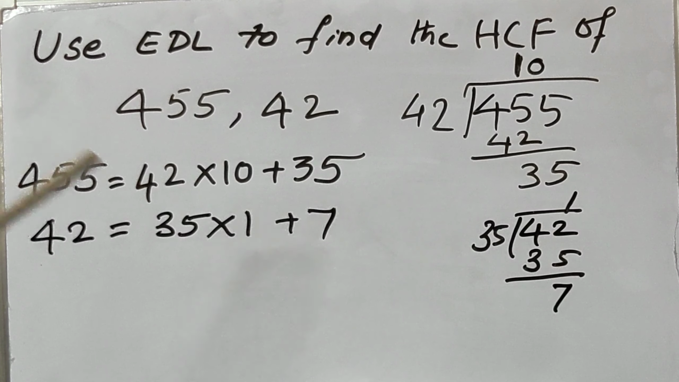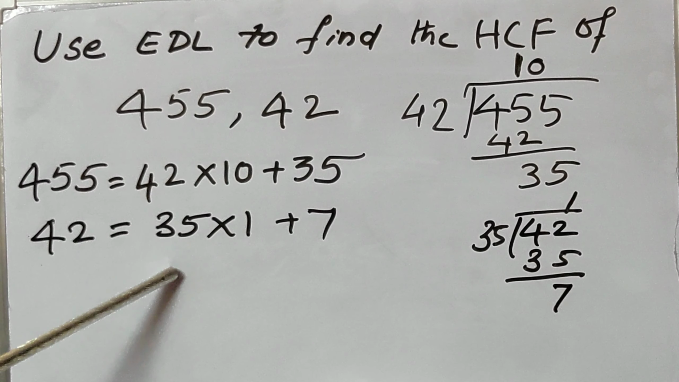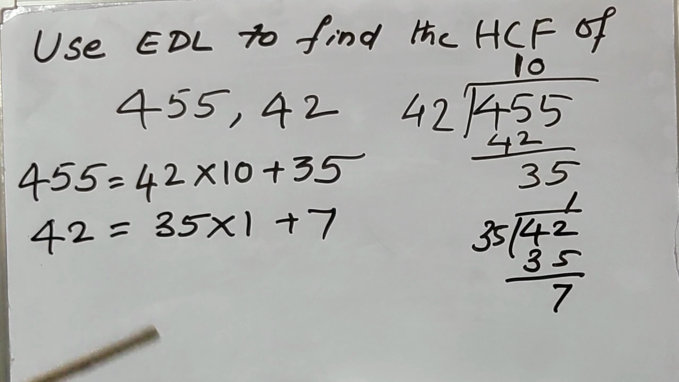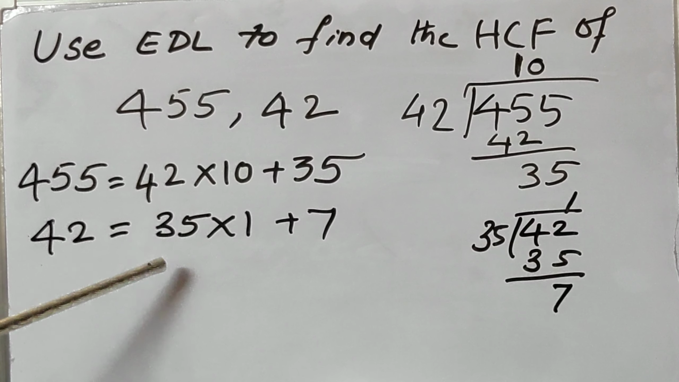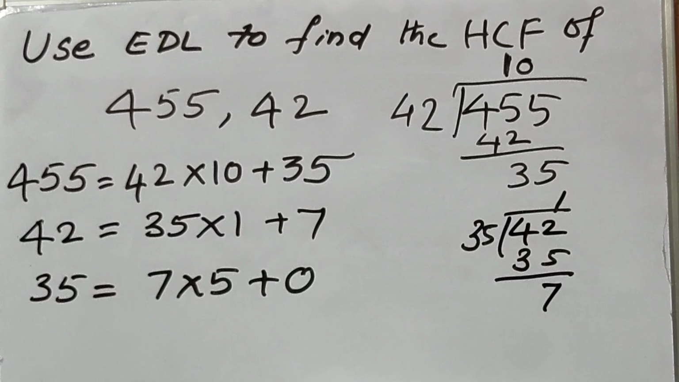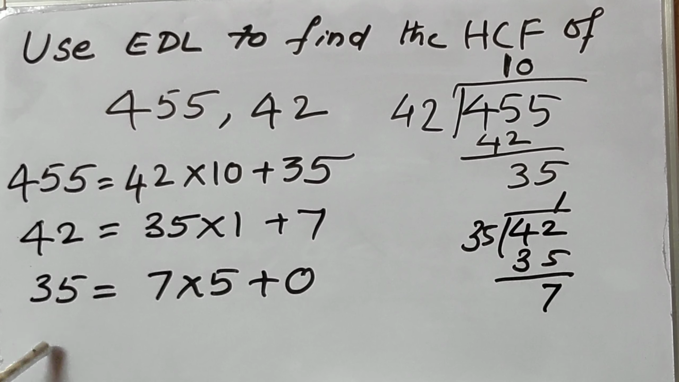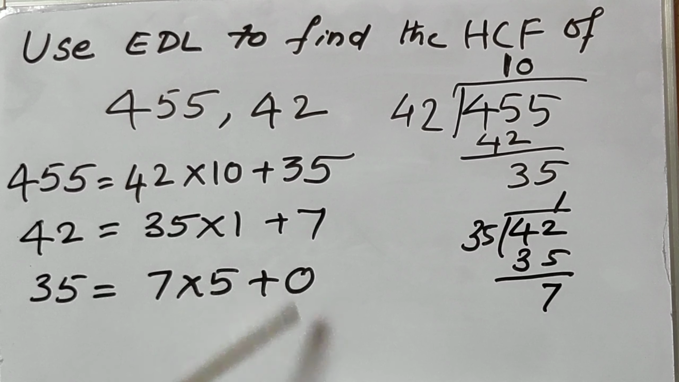Then again we have to take 35 and 7, and we repeat these steps until we get the remainder as 0. When we get the remainder as 0, we can stop there and find the HCF. Here we got the remainder as 7, so we continue. We take 35 and 7. So 35 = 7 × 5 + 0. And finally we reached the remainder 0. So when we get the remainder 0, we can stop there.